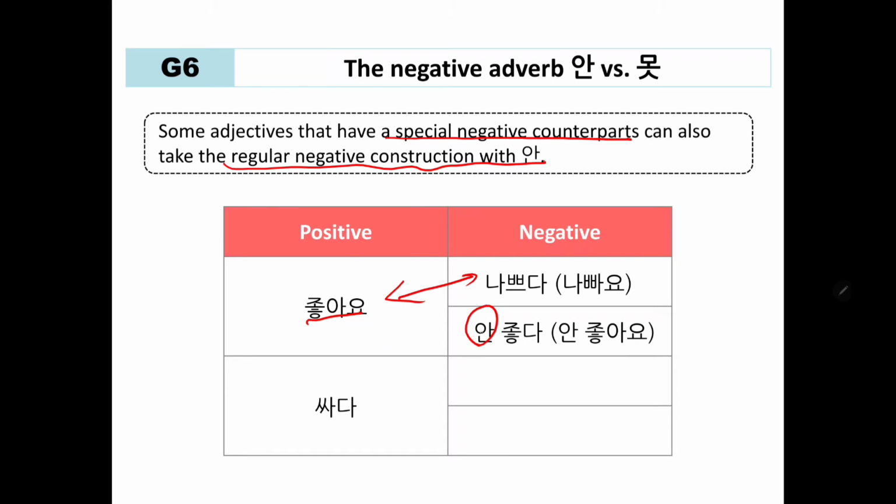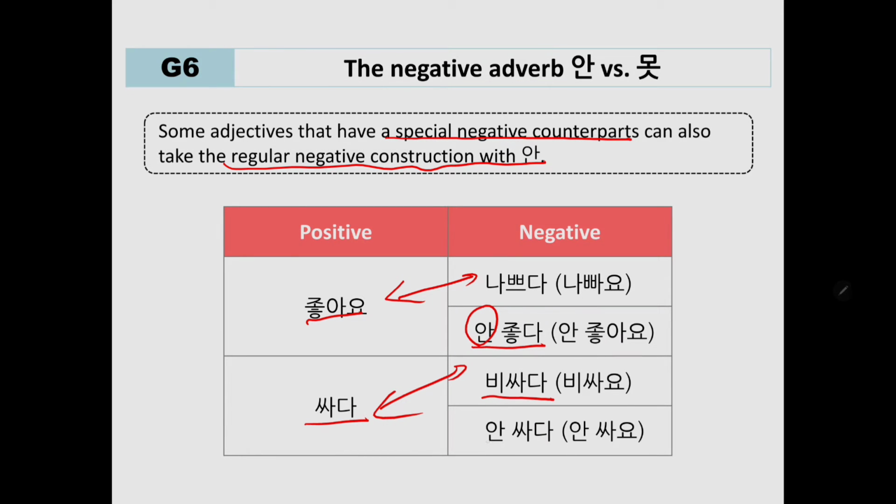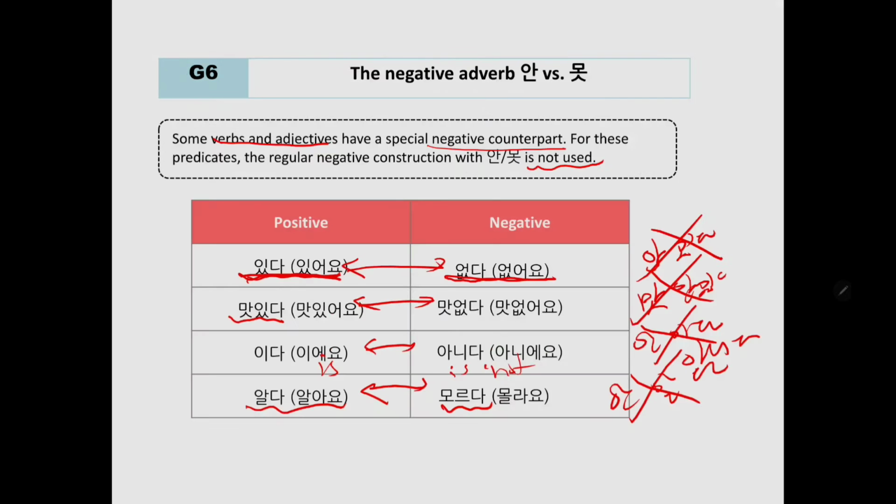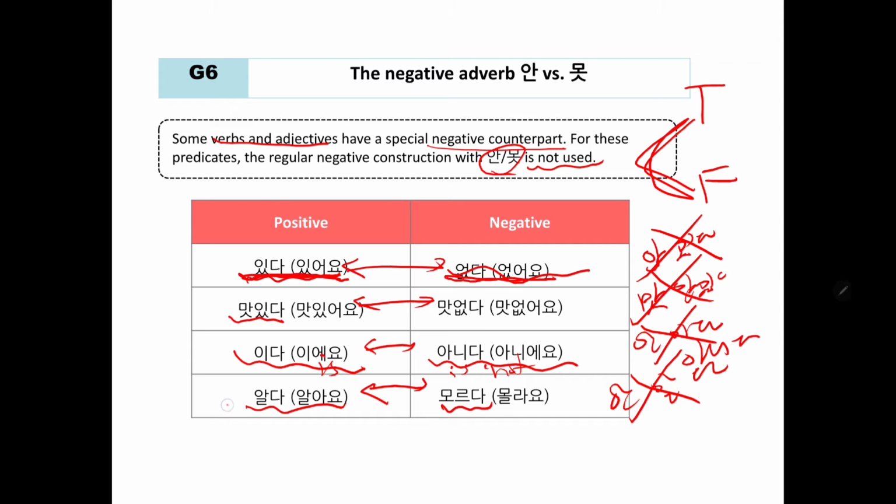But you can also use 안 좋다, not good. 싸다, cheap. Negative counterpart, expensive, 비싸다, 비싸요. But also you can use 안 싸다, not cheap. One characteristic here is that for these ones that cannot use 안 mode expression, these are usually binary. It's either true or false. So it's either you have it or you don't have it, or it is something or it is not something. It is either you know or you don't know, right?